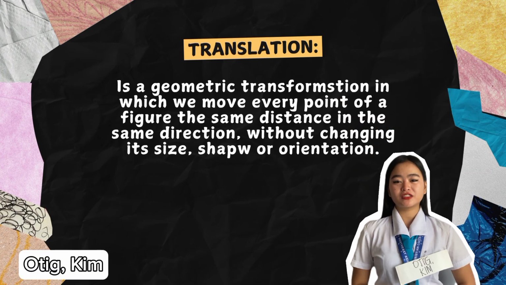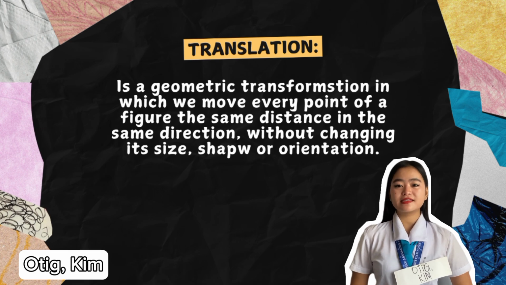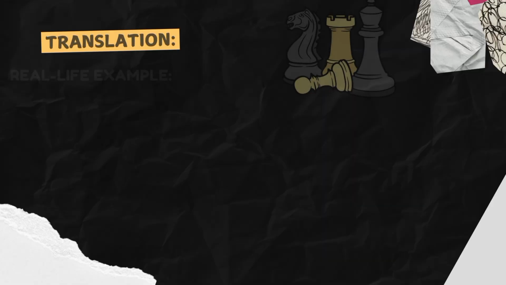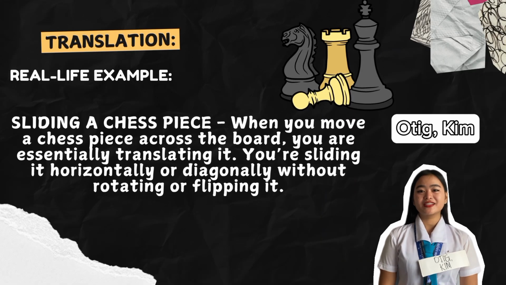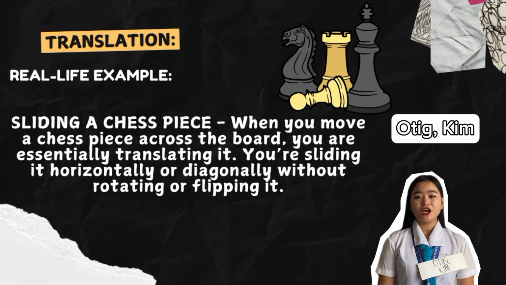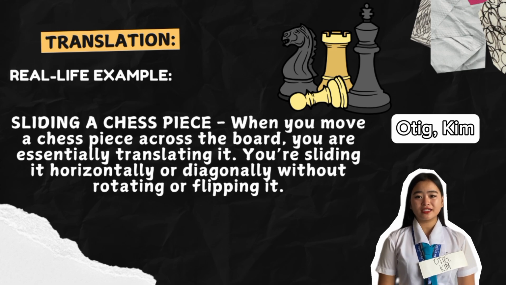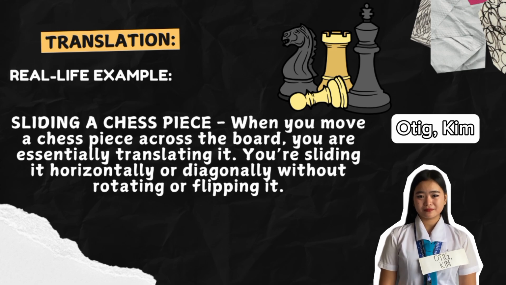Translation is a geometric transformation that moves every point of a figure by the same distance and in the same direction. Like in a real-life example, sliding a chess piece. When you move a chess piece across the board, you are essentially translating it. You are sliding it horizontally or diagonally without rotating or flipping it.